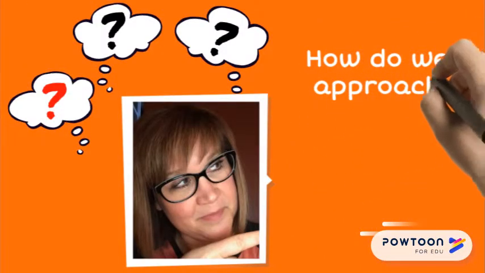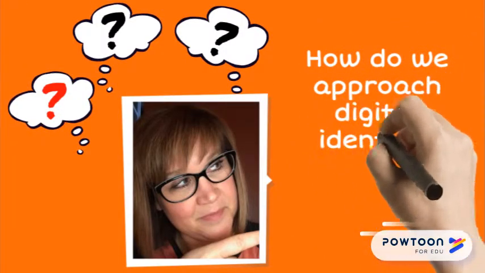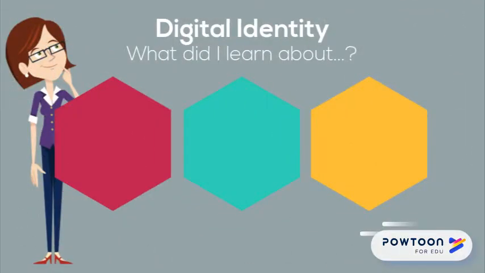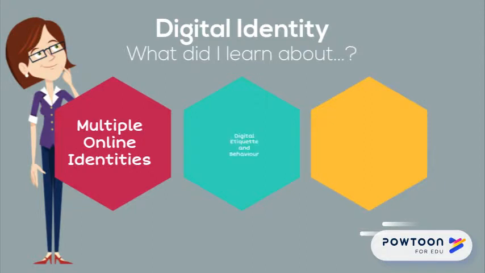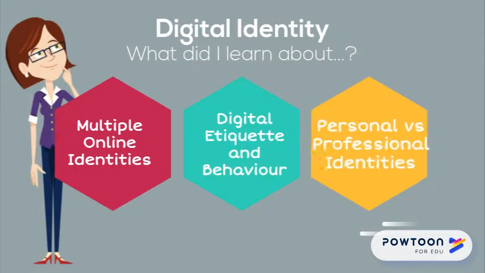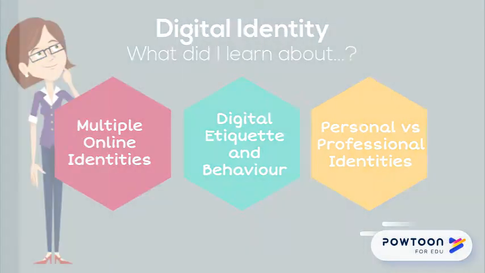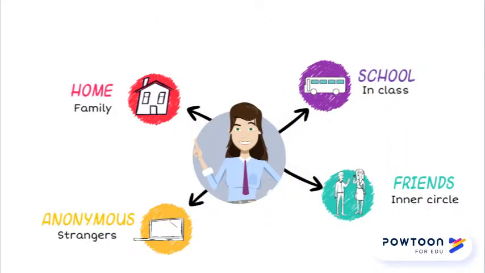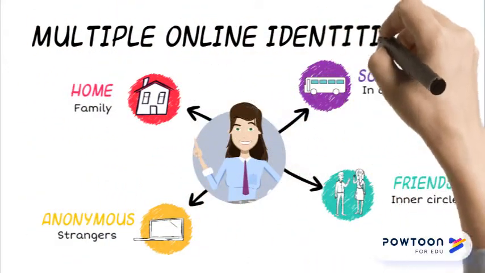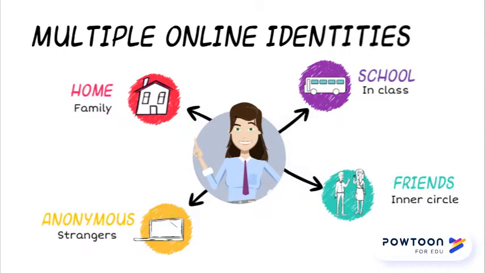Next question: how do we approach digital identity? I learned about 3 areas of digital identity: having multiple online identities, appropriate digital etiquette and behavior, and personal versus professional identity. Many people have more than one online identity, especially teens. They may post or share differently depending on who their audience is and not realize the implications. Students may not be mature enough to make smart, positive online choices rather than setting up multiple identities. We can help them learn how to do this.